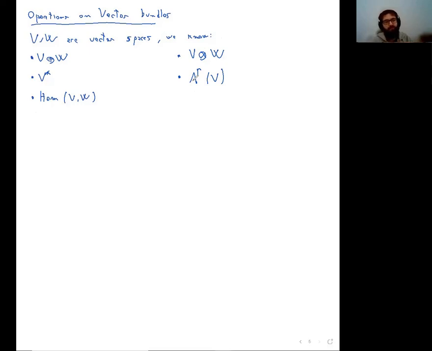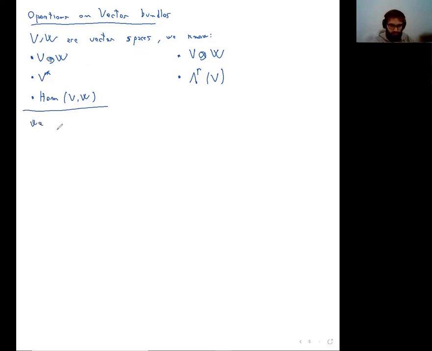But one thing you probably didn't see is how bases change. For instance, if you have a basis of V and a basis of W, is there some kind of standard basis for V plus W? Sure, no big deal. But what if we change basis in V and we change basis in W? What is the corresponding change of basis in V plus W? And why do we care about change of basis? Well, because when we deal with vector bundles, our transition functions are basically nothing but change of basis. So we'll review all of this in a very abstract way.